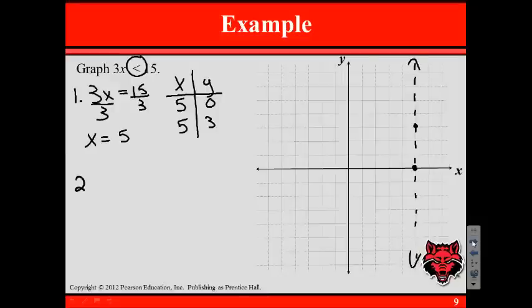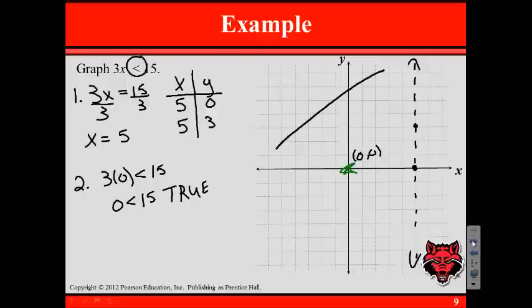For step 2, we choose a test point, and it can be on either side of the line that we've just graphed. So let's choose the smallest number possible, which in this case would be (0, 0). Substituting into the original inequality, we have 3 times 0 is less than 15. 3 times 0 is 0. So we have the statement 0 is less than 15, and that is a true statement. So we will shade the region that contained the test point (0, 0).